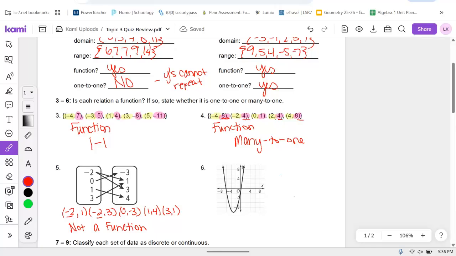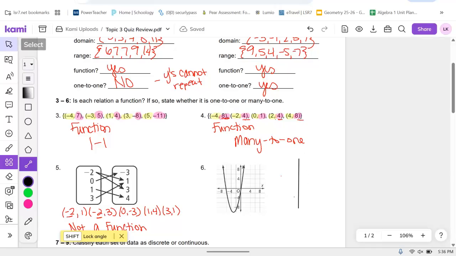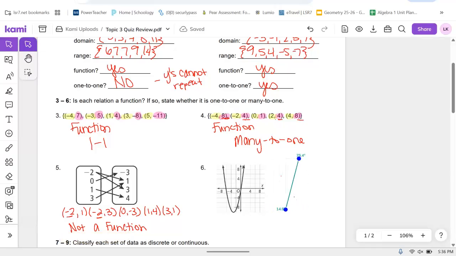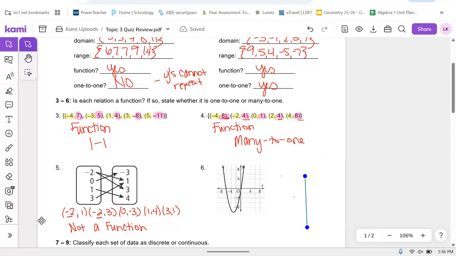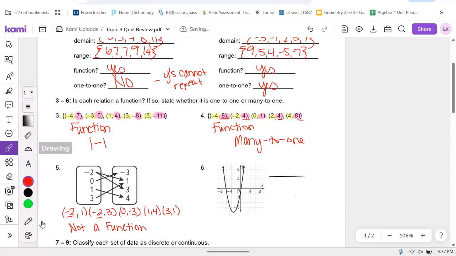Then looking at number 6, we're going to look at vertical line test to determine if it's a function. So I have my vertical line, and I'm going to go through it. If it hits that vertical line more than once at a time, then that means it's not a function. But that's not the case. So that means this is a function.